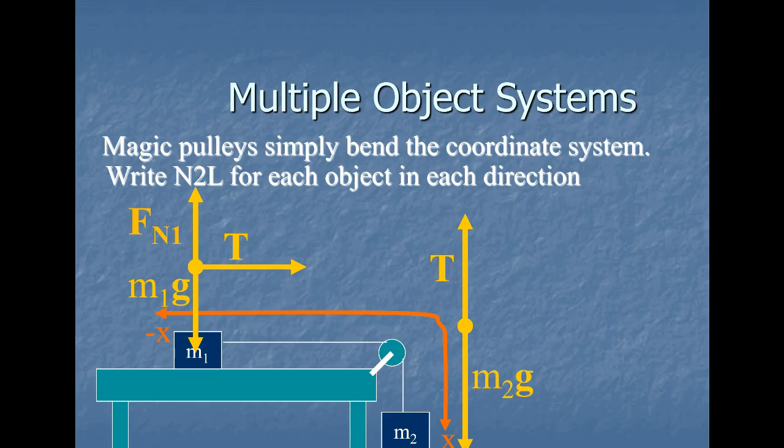and if we were to draw the forces on each of these objects, M1 would have a tension, it would have a normal force N1, and it would have M1 times G. Notice that FN1 and M1G would probably cancel out so that the net force would just be its tension. And then for M2, it would have M2G and tension, and those would not necessarily cancel out because M1 would probably accelerate to the right and M2 would probably accelerate down.